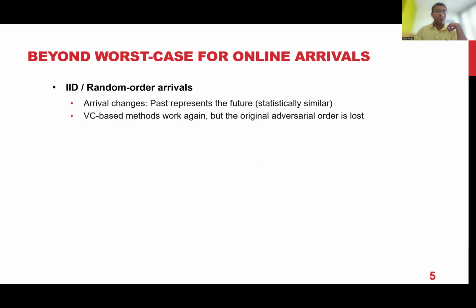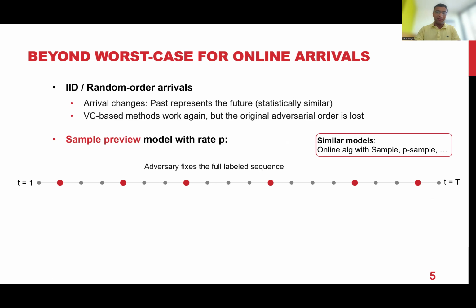And this brings us to the model that we'll be studying in this work, which is called the sample preview model. This is very closely related to similar models that have been studied in online algorithms, like online algorithms with sample model or the p-sample model and so on. The setup is the following: the adversary fixes a full sequence. So it's a fully adversarial sequence of capital T arrivals. Each point here is basically an x_t, y_t label. The adversary chooses both the instance as well as the label, like a 0, 1 cat-dog kind of label.